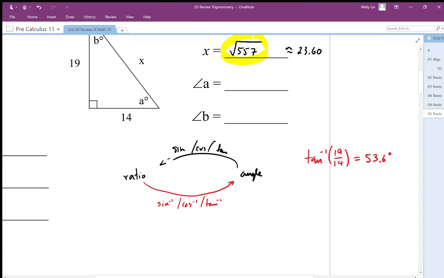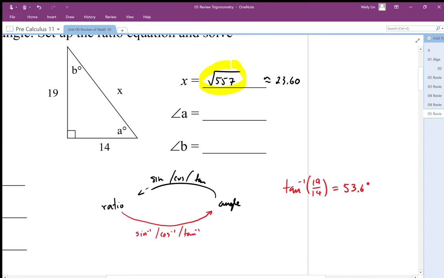Not that this picture is super accurate, but 53.6 degrees seems reasonable. So if that's the case, I can find angle B. I can use trig to find it, but I can also just know that these are complementary angles. These add up to 90 degrees. So I can subtract from 90 degrees: 90 degrees minus my 53.6 degrees gives me 36.4 degrees. So that angle is 36.4 degrees.